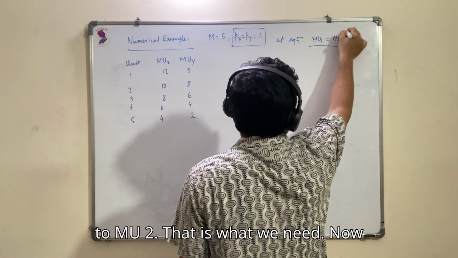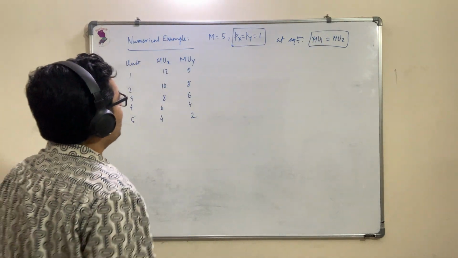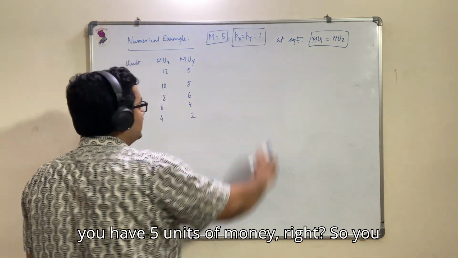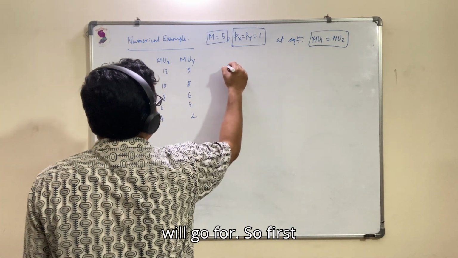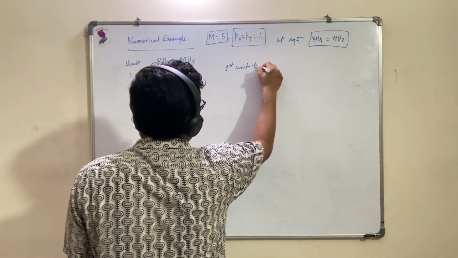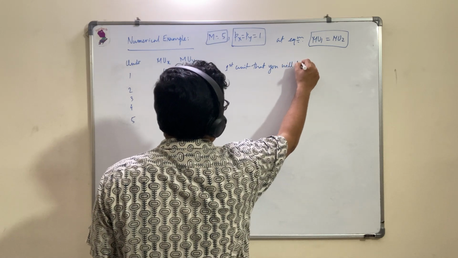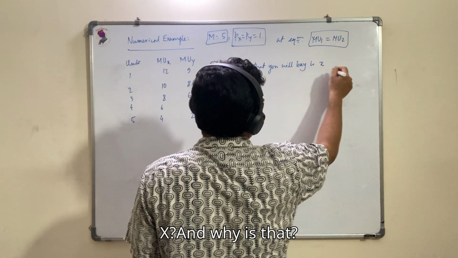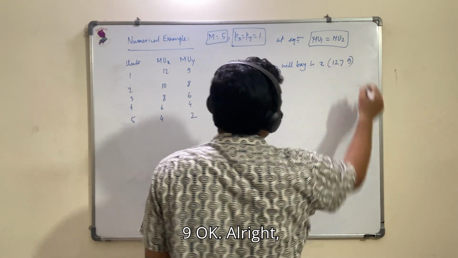That's what we need. Okay, now if we go step by step, then when you have the first unit of money, you have 5 units of money, right? So when you have the first unit, who will you go for? So the first unit that you will buy is X, right? And why is that? Because 12 is greater than 9.